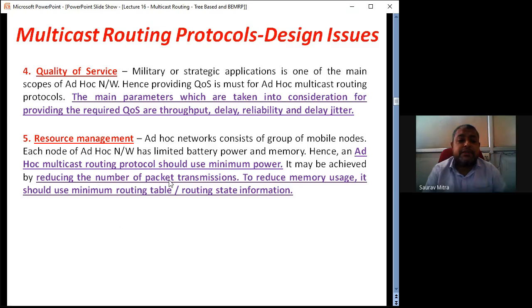It may be achieved by reducing the number of packet transmissions. To reduce the memory usage, it should use minimum routing table, routing state information. So I told you in DSDV that continuously the table is updated, that which links are being used, which links are not being used, which links are having maximum amount of node with highest battery power. So all this global information continuously is flooded through the network. Okay. And that actually uses some kind of memory space.